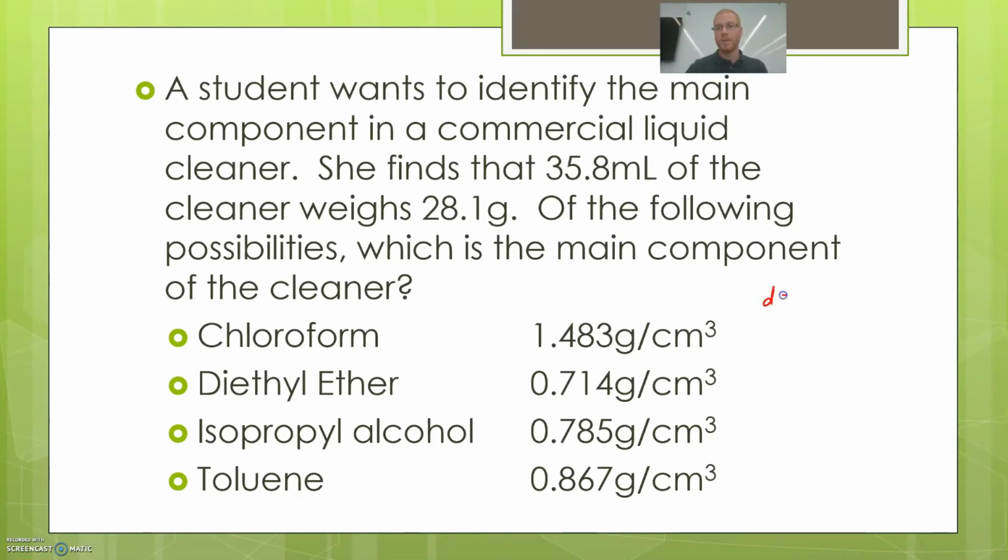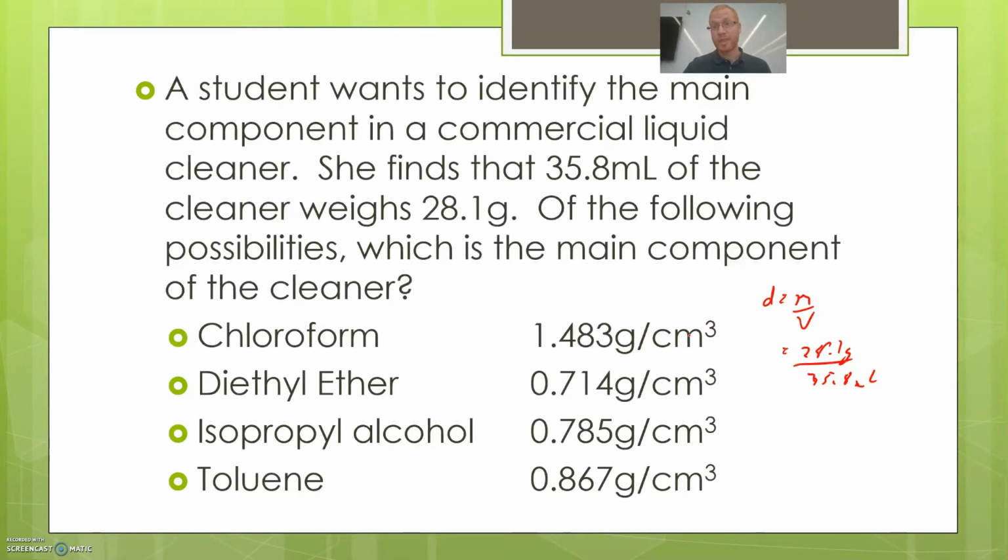So density equals mass over volume. Mass is 35.8 grams. Volume is 28.1. Oh, no, I did that backwards. Sorry. Look at that. Chemistry teacher. Mass is 28.1 grams. Volume is 35.8 milliliters. Wait a minute. But what unit am I trying to get? I'm trying to get grams per cubic centimeter.